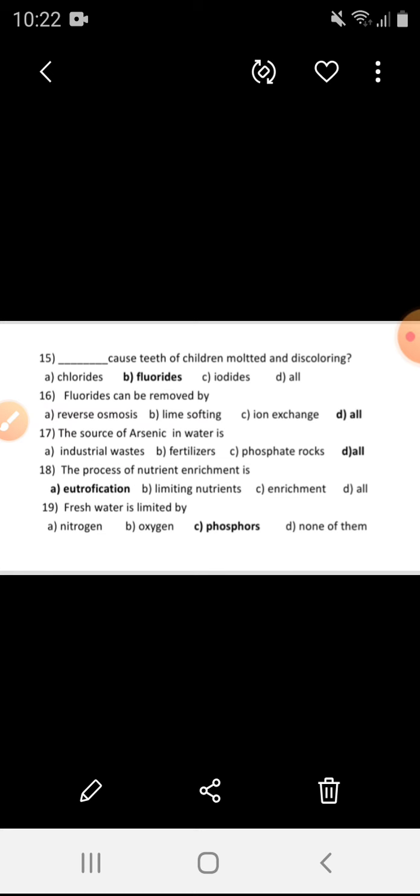17th, the source of arsenic in water is option A industrial waste, option B fertilizers, option C phosphate rocks, option D all, and the correct option is D all. 18, the process of nutrient enrichment is option A eutrophication, option B limiting nutrients, option C enrichment, and option D all, and correct option is A eutrophication. 19th, fresh water is limited by option A nitrogen, option B oxygen, option C phosphorus, and option D none of them, and the correct option is C phosphorus.